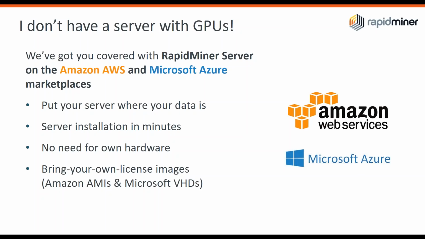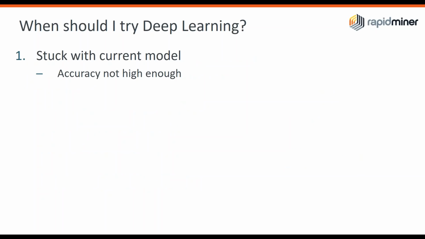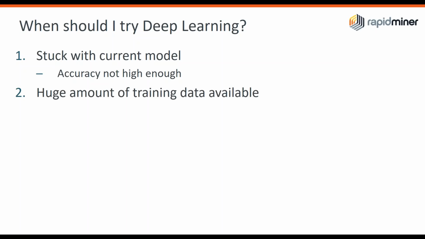So one question is now, when should I try deep learning? One good starting point might be that you've tried multiple models and you're stuck with your current values and you've tried it all. Then you might think, hey, I need a new method. So then you could try deep learning. Maybe it might help you increase your accuracy. Another situation might be that you actually already have a huge amount of training data available and you want to see what the data can tell you.